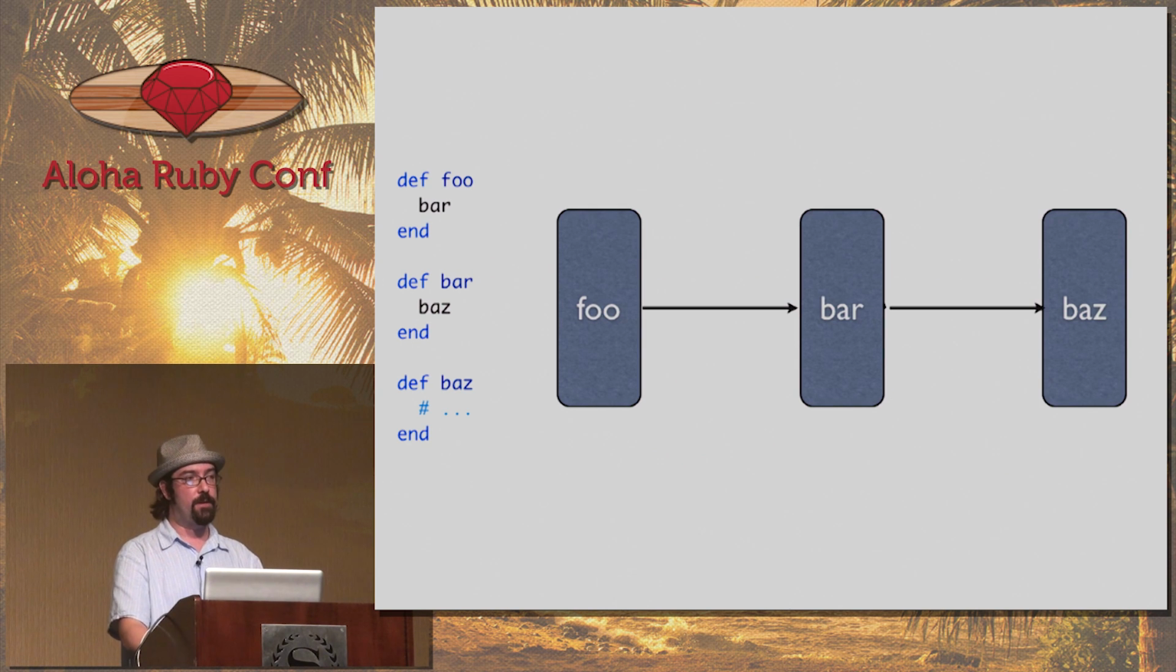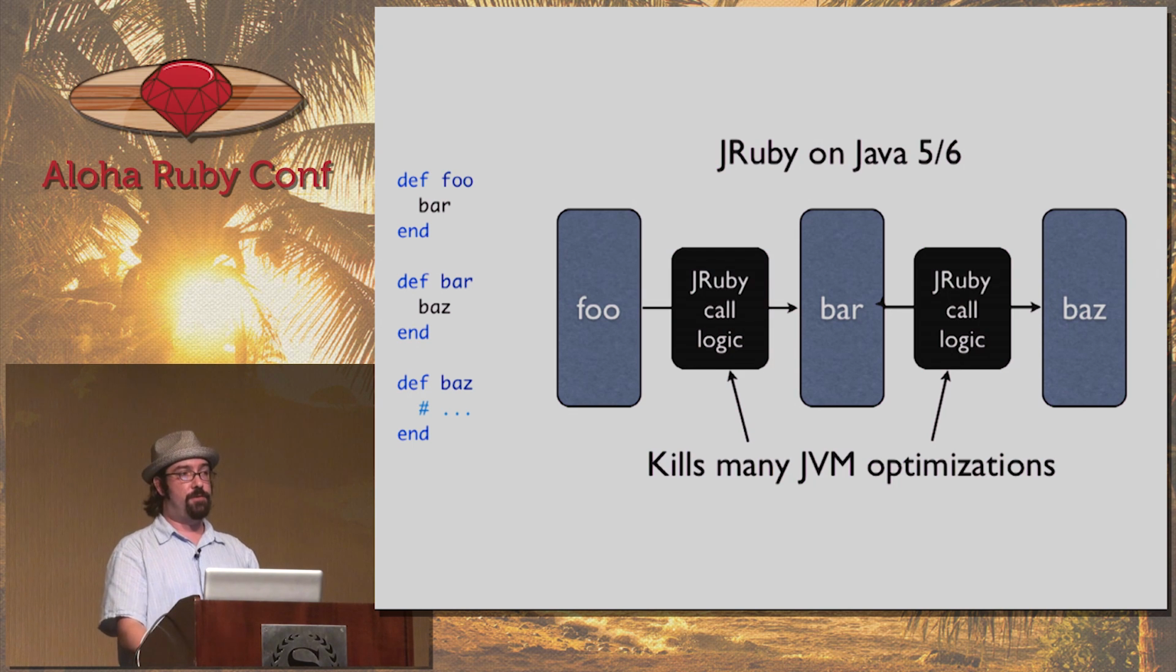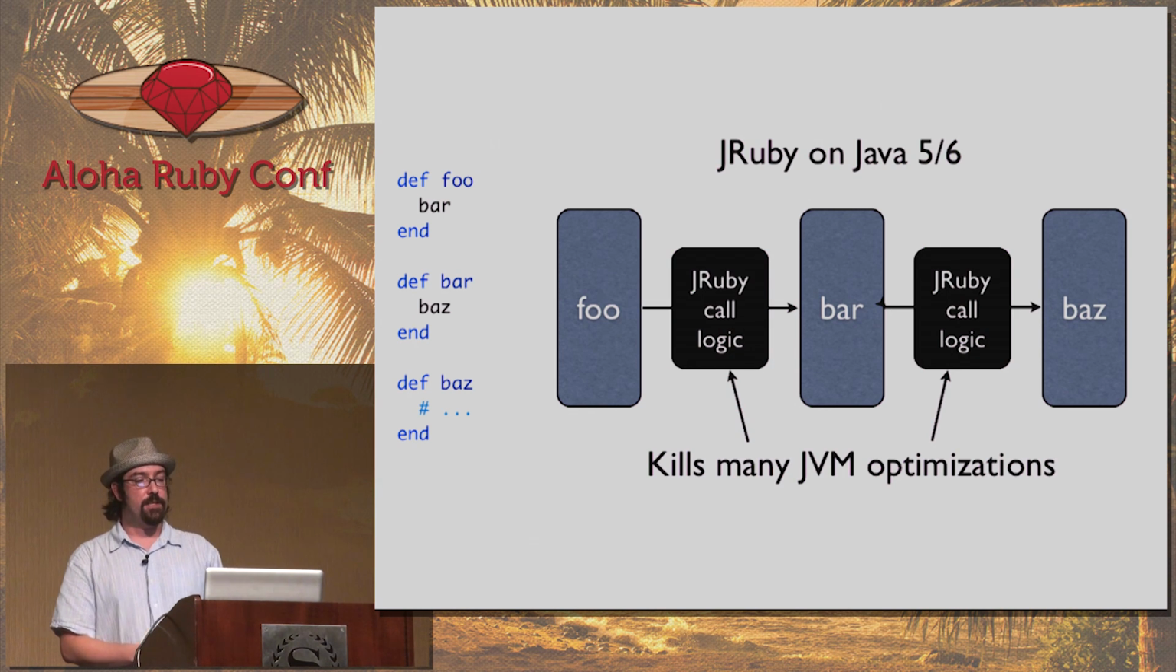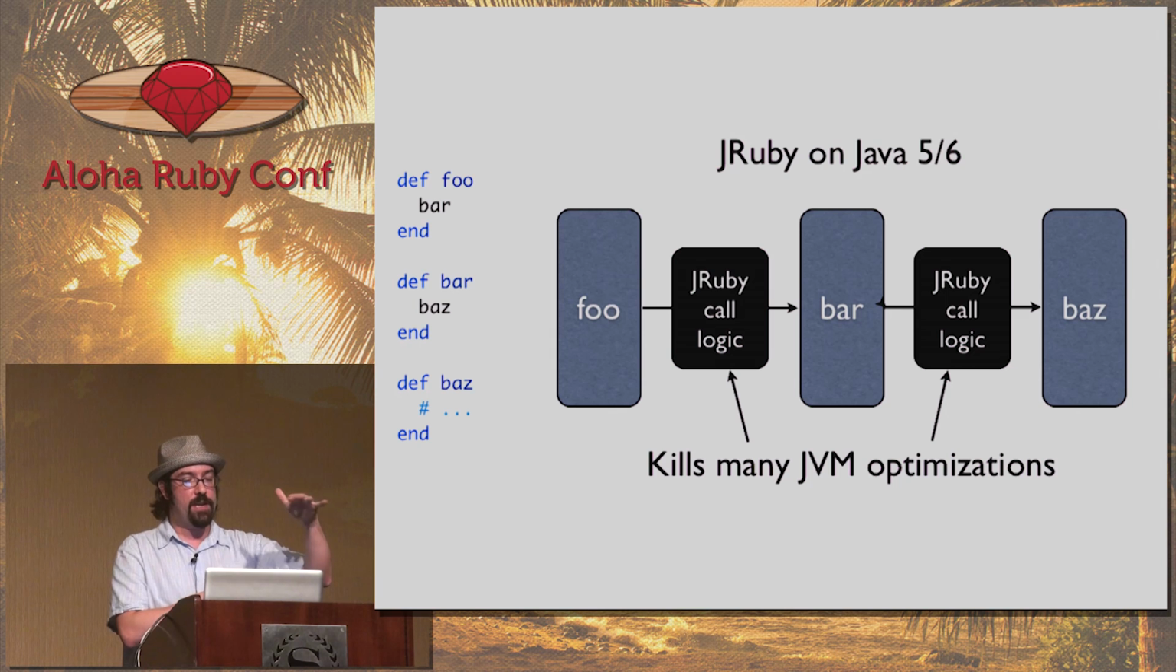So Invoke Dynamic, if we look at JRuby's evolution over time, we've got a little simple piece of Ruby code here that calls from foo to bar and bar to baz. On previous versions of Java, 5 and 6, we have a bunch of call logic in between each of these steps. And that kind of obscures the fact that we're calling from foo to bar as far as the JVM goes. It doesn't know how to optimize these pieces together.